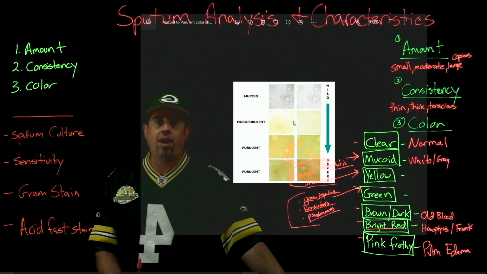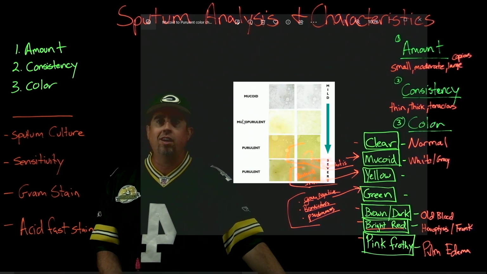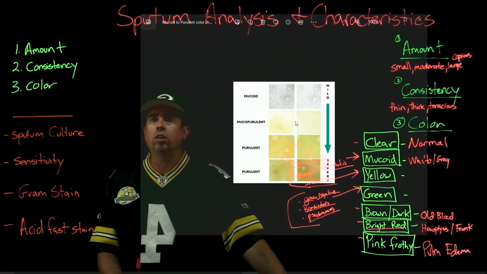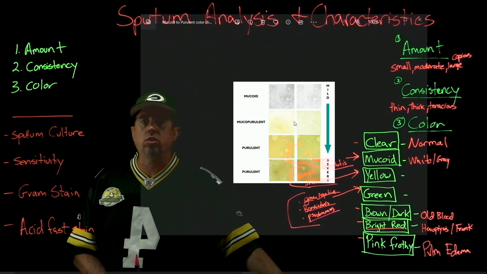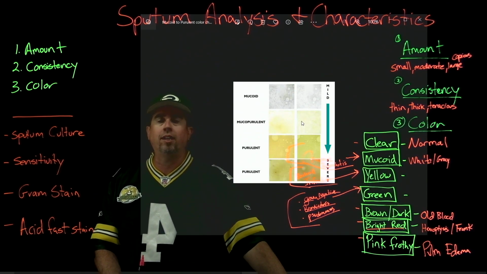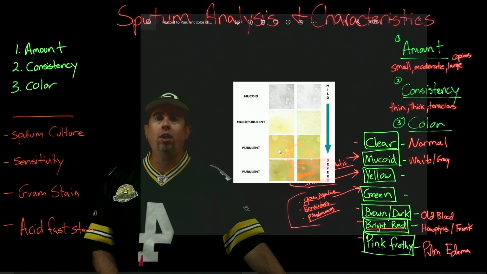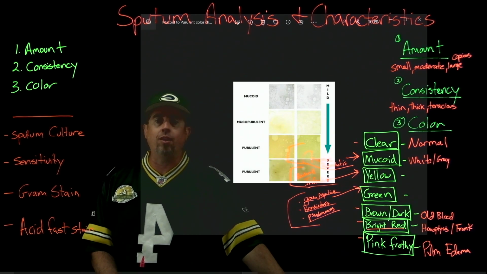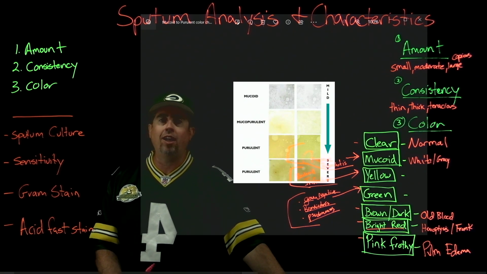Mucopurulent. We talked about this. This is mucus, right? Or white, gray mixed with yellow. So it's secretions mixed with something yellow, infection, something going on. You look like this, okay? Purulent. This is where we got to really look. And we talked about that. What is that? It's dark yellow or green.